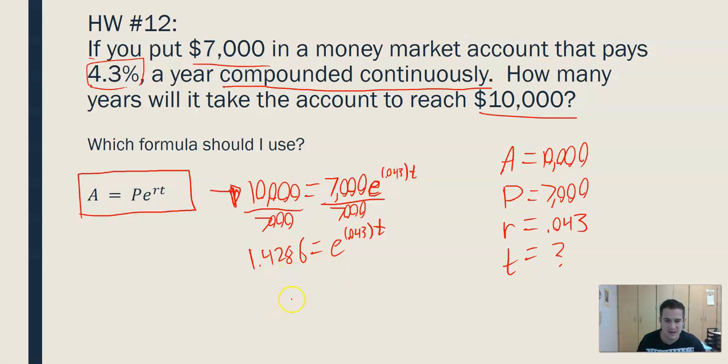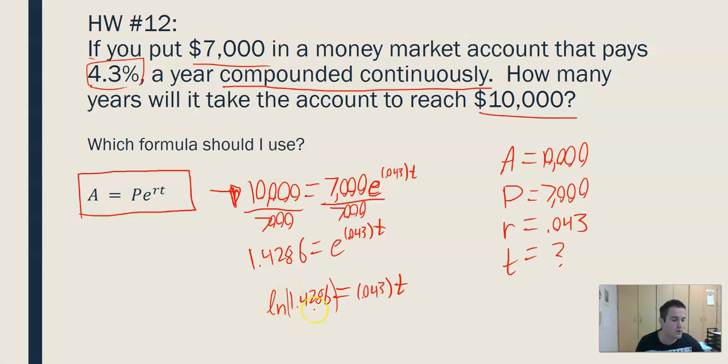This is going to be log base e of 1.4286 equals 0.043 times t. Or, remember earlier in this lesson I said mathematicians are lazy. Instead of log base e, I'm going to write ln. ln of 1.4286 is equal to 0.043 t. And ln is a button on your calculator there on that left-hand side, or in Desmos, if you type in ln, it will recognize it as log base e.